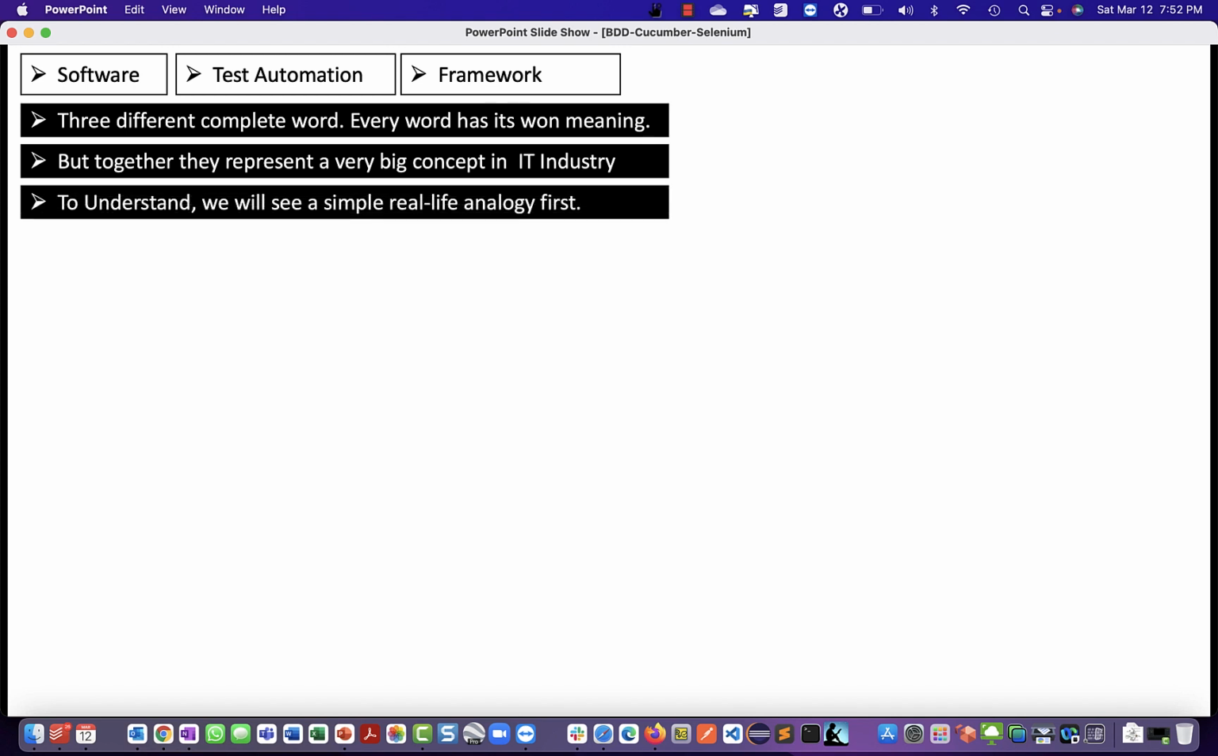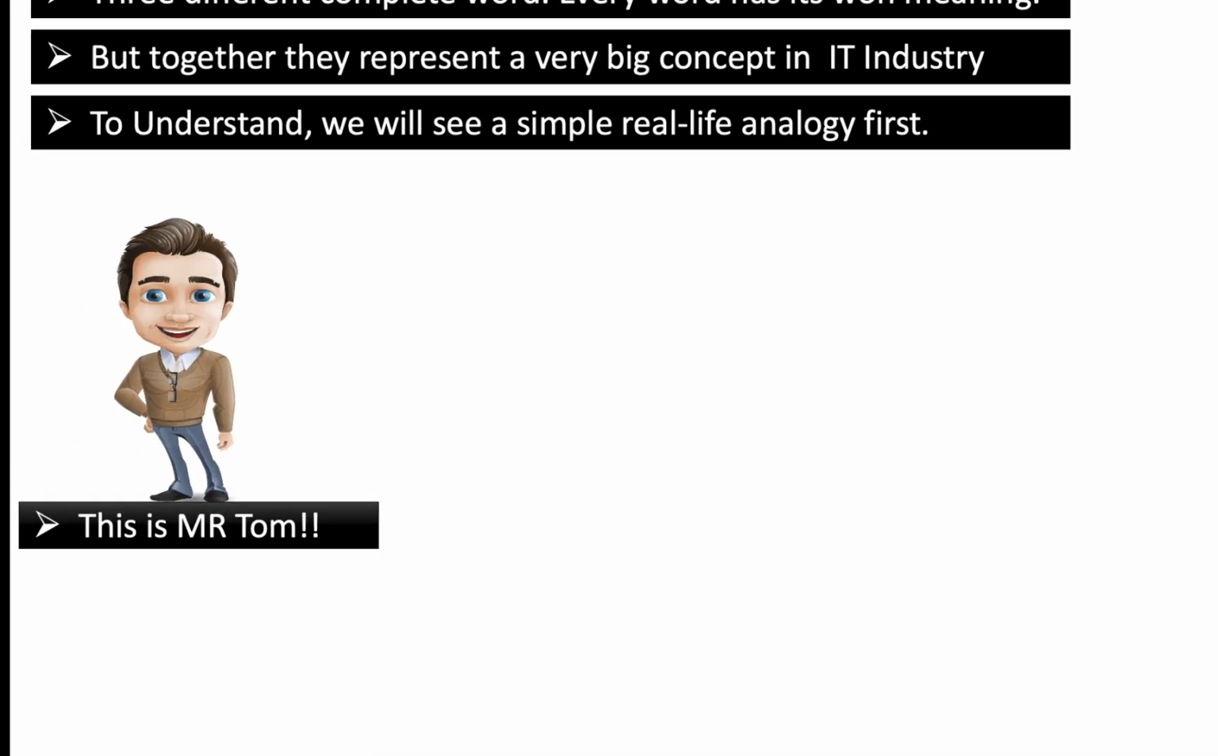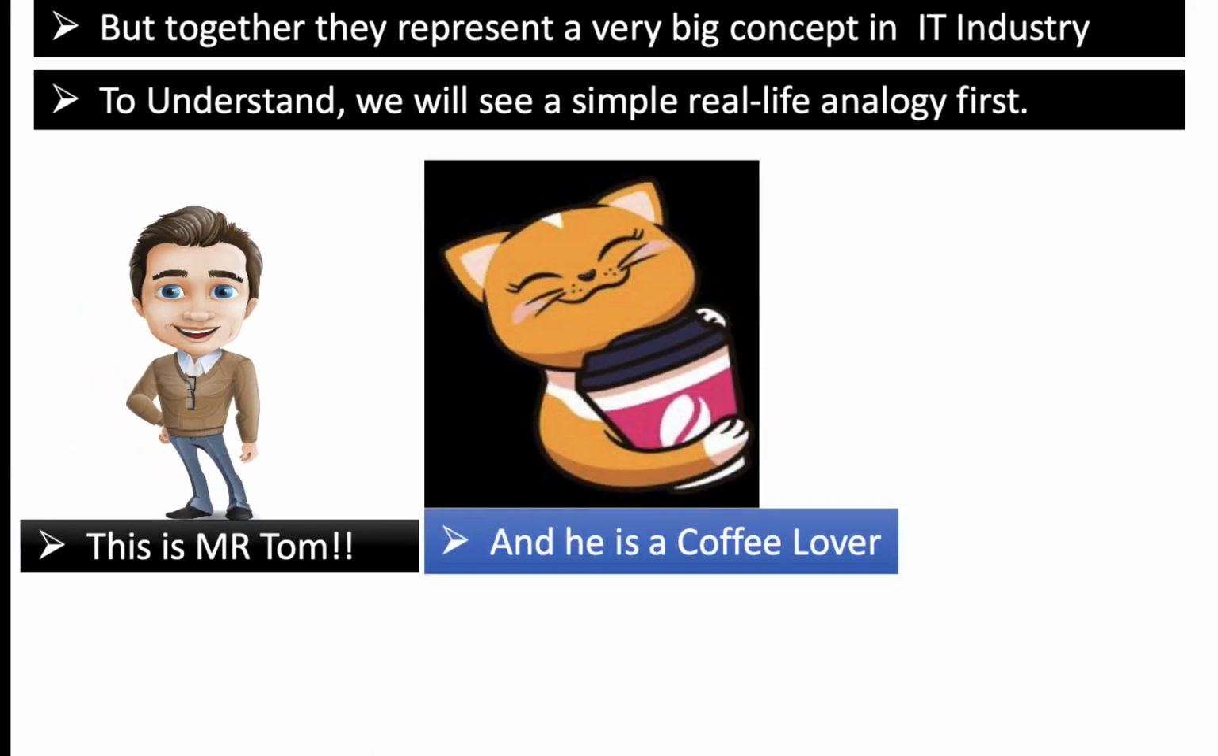To understand, we'll see a simple real life analogy first. Real life analogy means we'll see something that we do in real life and we'll try to relate it to this topic, so that we can learn very easily. So let's see something very real in our daily life. This is a guy whose name is Tom, and he is a coffee lover. Are you a coffee lover? Yeah. I am. I love coffee, right? Yes. Okay, I love it too.